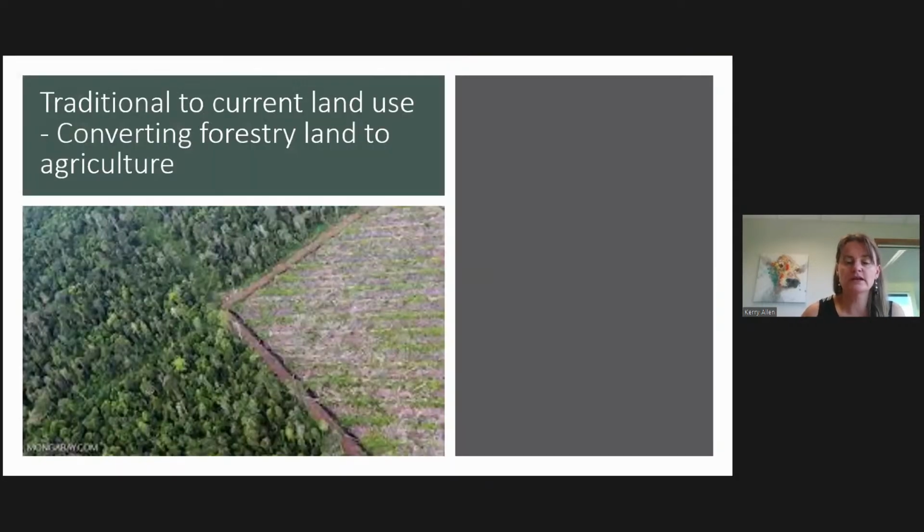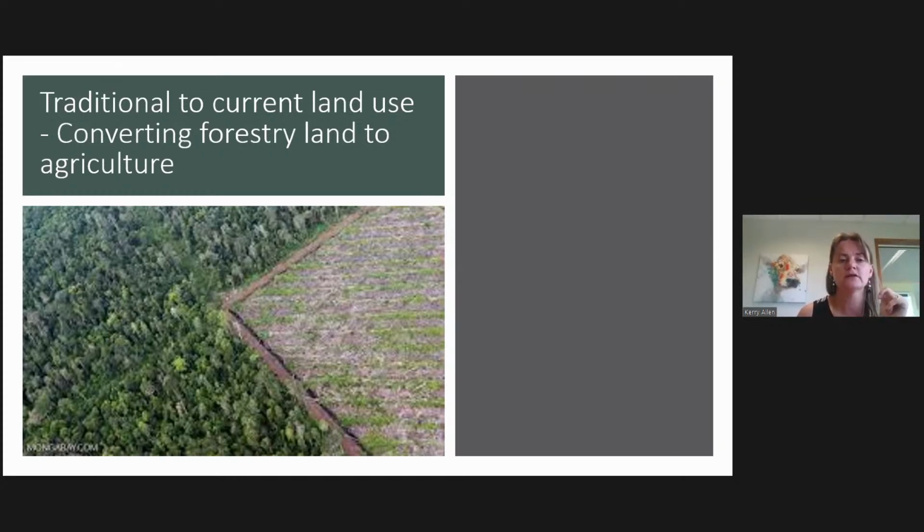Okay, moving on now to looking at the different land uses. So this is just a generic overview. So we have traditional land use and moving to current land use. Now, I've just picked one example, and this is forestry land going to agriculture. So in the Central Plateau, we have a predominantly Kaingaroa forest, had a lot of area in Pinus radiata.